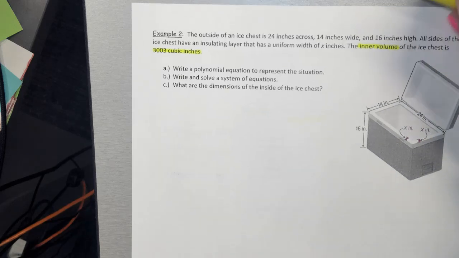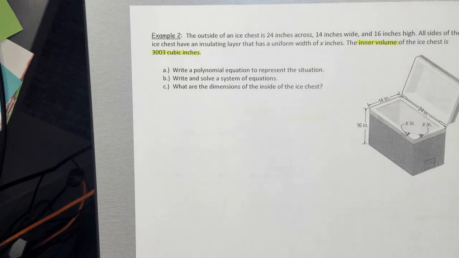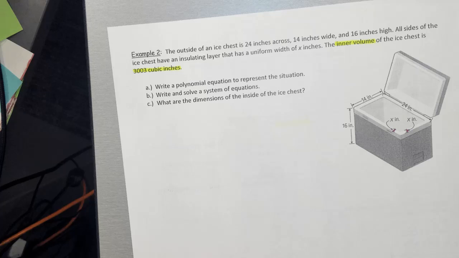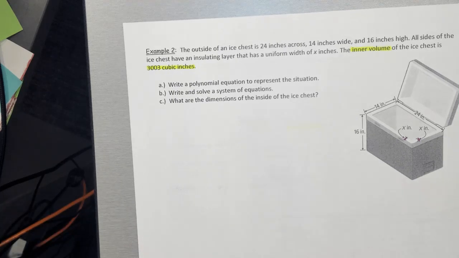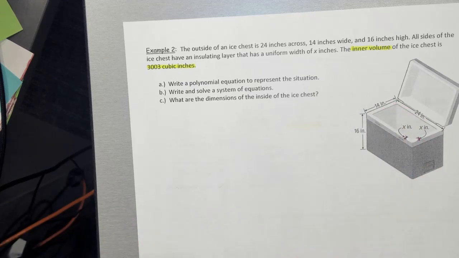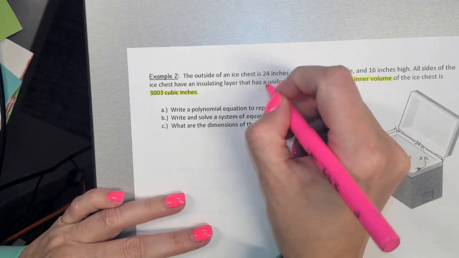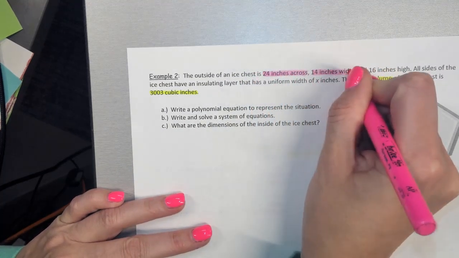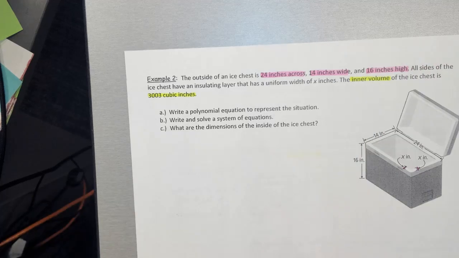So we're going to write a polynomial equation to represent this situation. We're going to solve the system of equations, and then we are going to find the dimensions of inside the ice chest. Okay, so what's inside without your insulated layer? So the first thing you have is that it's 24 across, 14 wide, 16 inches high.